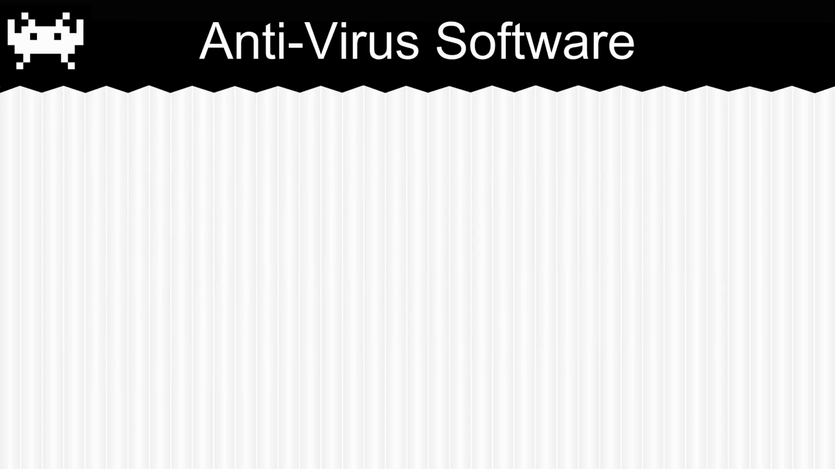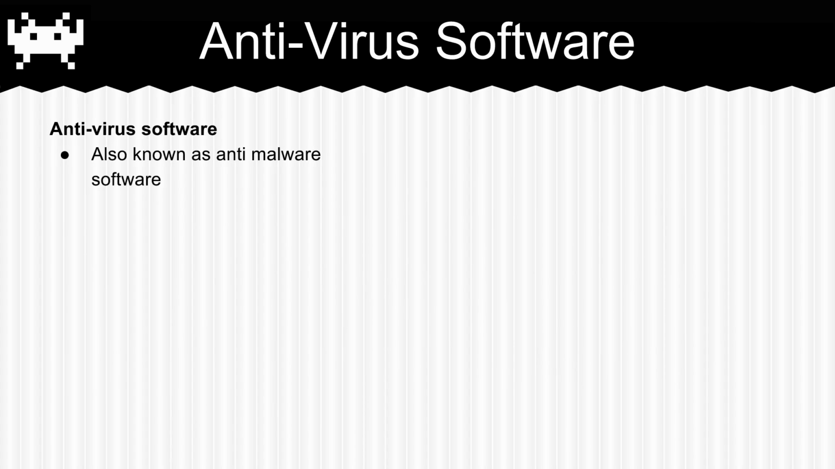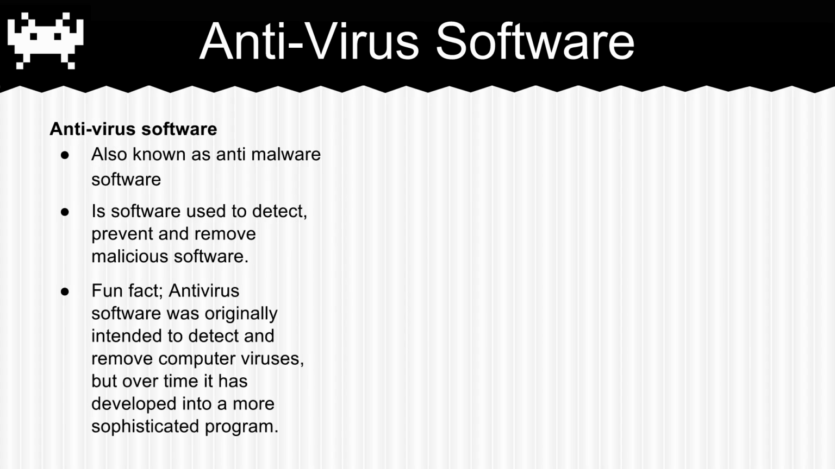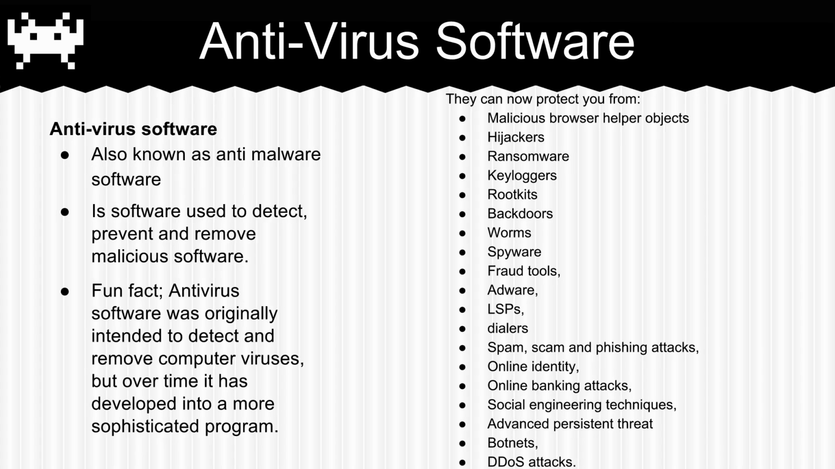Now on to antivirus software, also known as anti-malware software. AV software is used to detect, prevent, and remove malicious software. You may not know that AV software was originally intended to detect and remove computer viruses, but over time it has developed into a more sophisticated program. They can now protect you from malicious browser helper objects, hijackers, keyloggers, rootkits, backdoors, worms, and many more listed below.